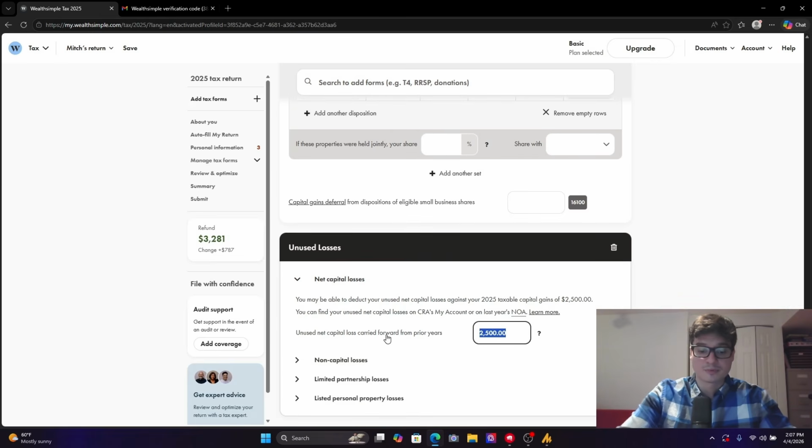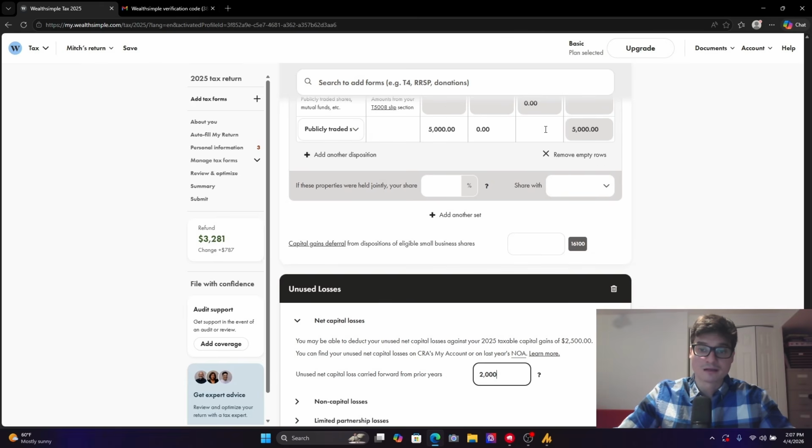So if you had net capital loss of 2,000, then you would use all of your net capital loss, but it wouldn't be able to take all of your net capital gain. Okay, it wouldn't be able to decrease it. You see how this also changed, your refund went down. But if you have more than enough, let's say at 10,000, you'll see your refund will go back to 3,281. So very important that you include your net capital loss.